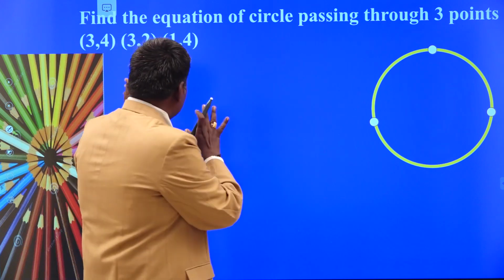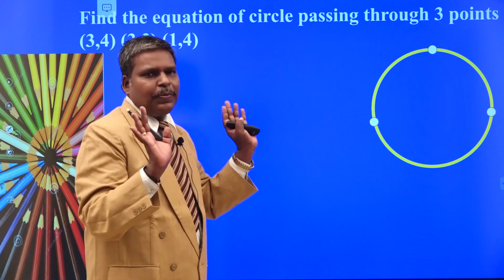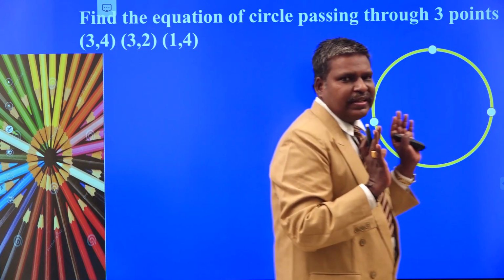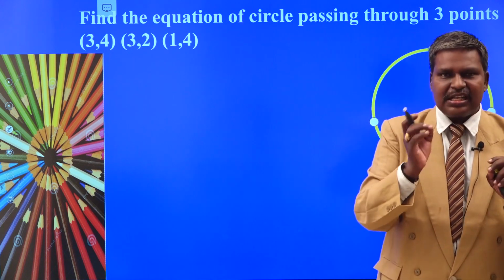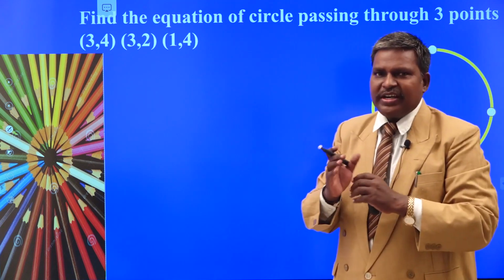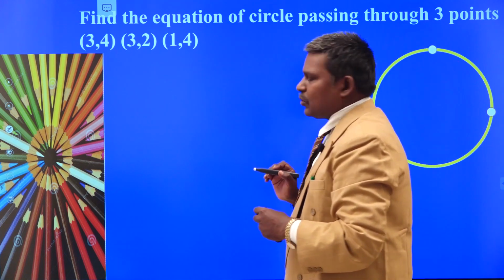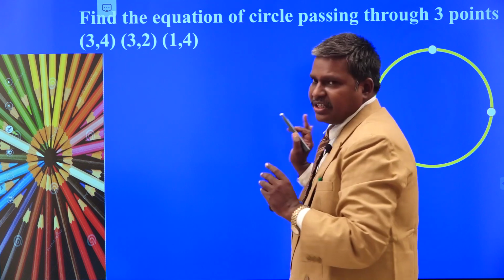I don't know if this forms a right angle triangle. For any 3 points, just by looking at the 3 points, we are going to find the equation of the circle. It also takes a little bit of time, even though it is a better method. Okay, (3, 4), (3, 2) and (1, 4) are the 3 points.